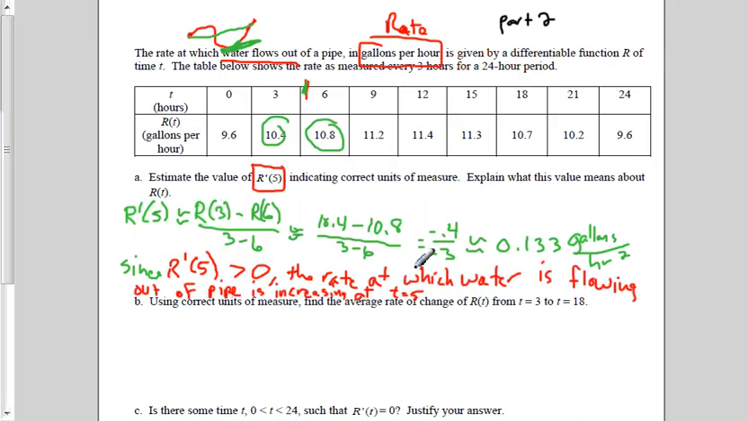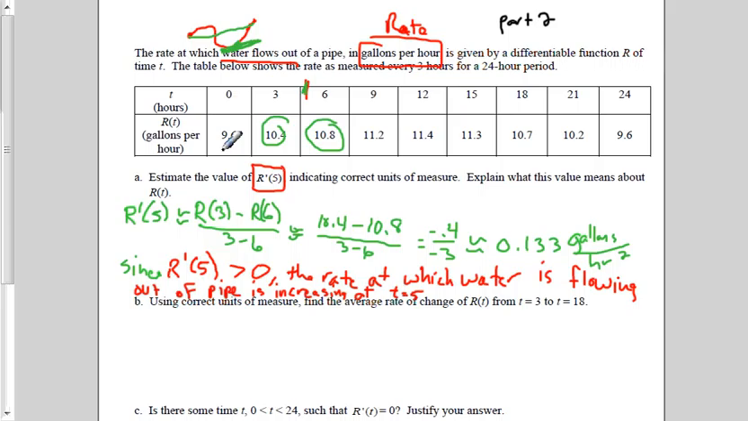Again, what we said, the rate at which water is flowing out of the pipe is going to be increasing at time equals 5. And that's what r prime of 5 is, the derivative at 5. That's an approximation using the Mean Value Theorem, which allows us to use what we know about the average rate of change and say that at least at one point it would have to be equal to it. So that's what we're looking at here.